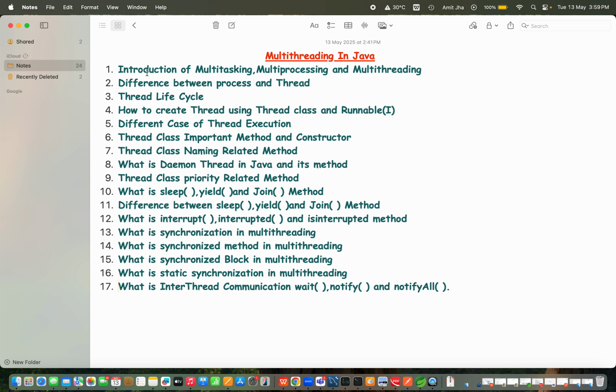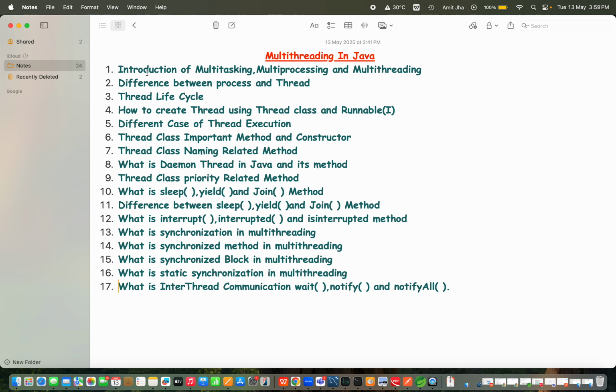Then guys, what is a daemon thread? This question is also most important in the interview room. Most interviewers ask this question frequently: what do you mean by daemon thread? How are you going to check whether a thread is daemon or not? How are you going to set your thread as a daemon? So many questions are there, guys, in that topic as well. I will cover it in depth.